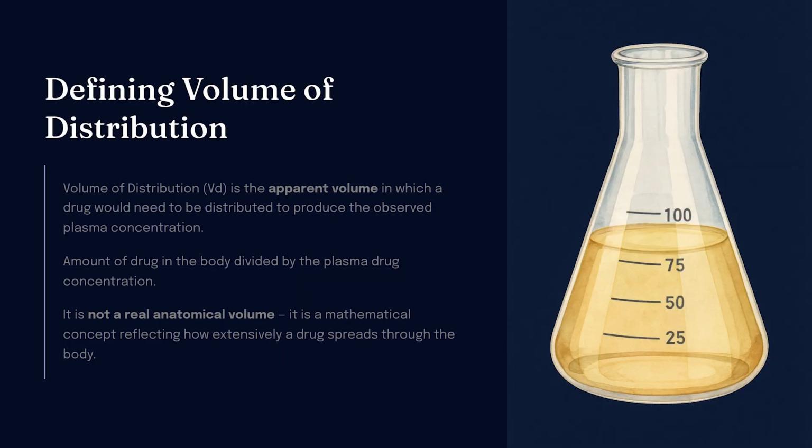Defining volume of distribution. Volume of distribution is the apparent volume in which a drug would need to be distributed to produce the observed plasma concentration. Volume of distribution is equal to the amount of drug in the body divided by the plasma drug concentration. It is not a real anatomical volume. It is a mathematical concept reflecting how extensively a drug spreads through the body.